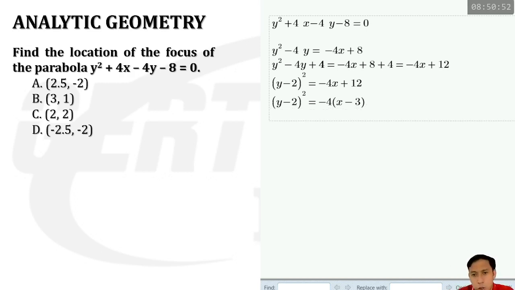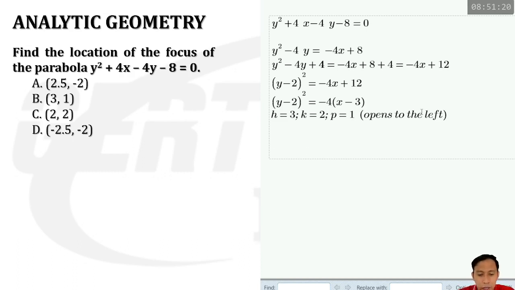So, yung h dito is 3, yung k is 2, no? And yung p, that's equal to 1. But negative siya. Downward siya, di ba? Downward. No? Is it downward? Or it opens, no, to the left. To the left pala, not downward, no? But to the left, to the left.